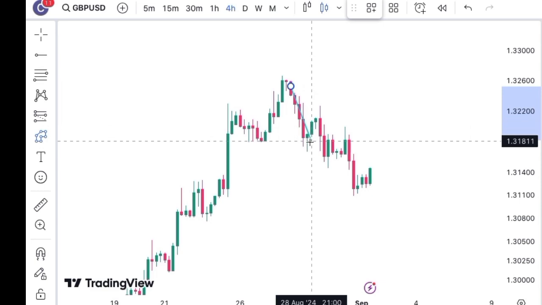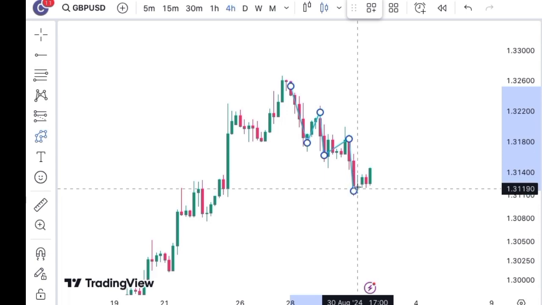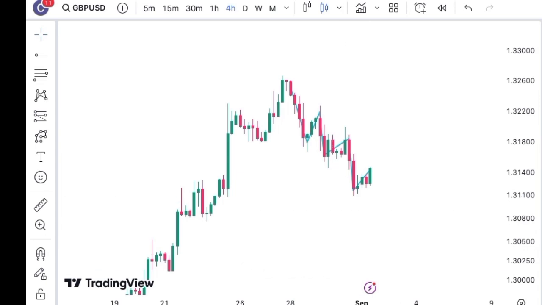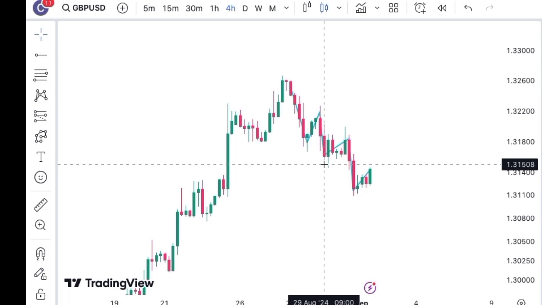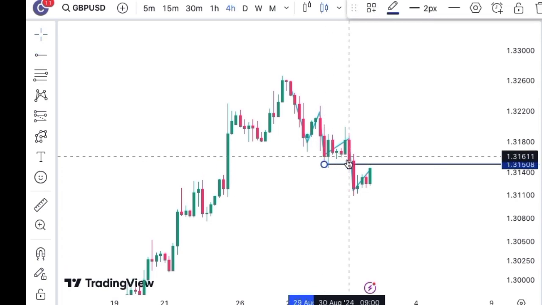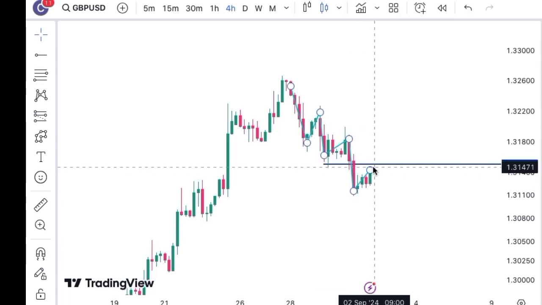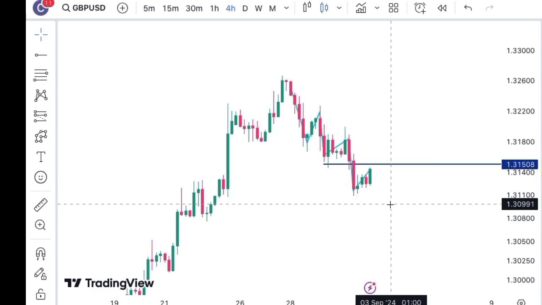Market is doing lower low, lower high, lower low, lower high, lower low. So when you put a line here, you see that it has already broken structure right there. The structure has already been broken. This structure right there. So it's retesting. So break and retest. Now once it gets here, it will continue selling.